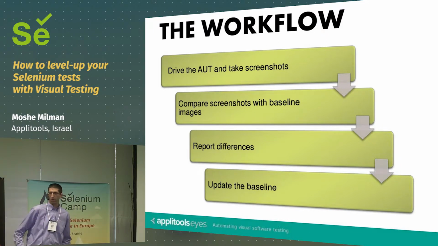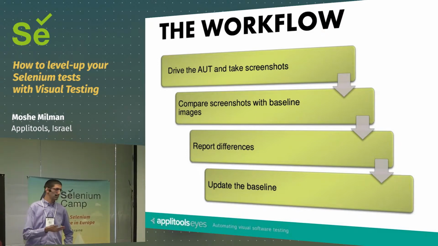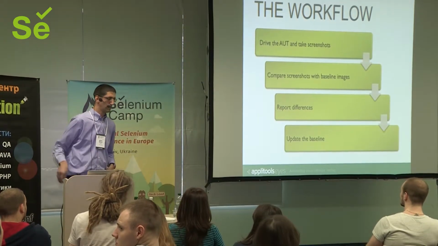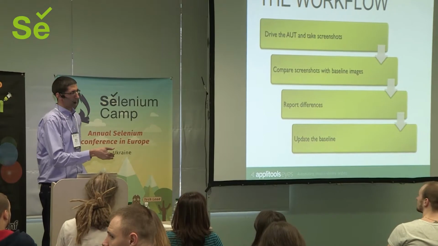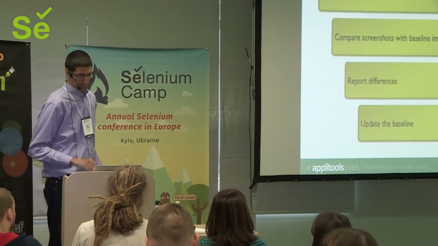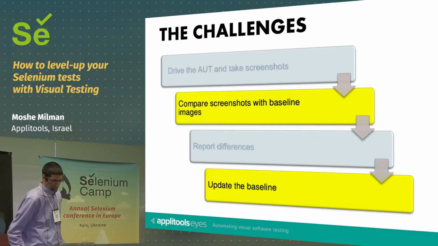The next step is to report the differences. If there are differences, you need to report and show them in a way that is clear to the user. And then at the end of the process, you have to update the baseline. Basically, you detected some issues. You need to decide if these issues are a legitimate evolution of the application or desired changes, and then you accept the changes and update the baseline. Or if it's a defect, you report a defect and keep the old baseline. So these are the steps.